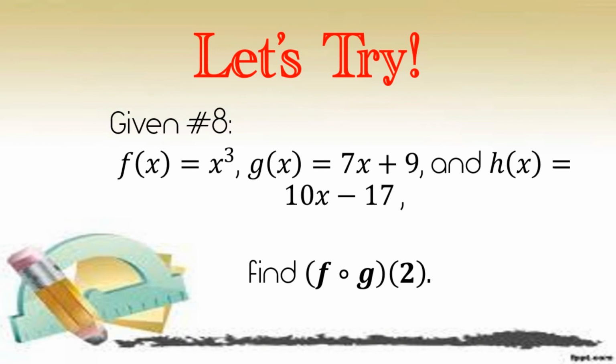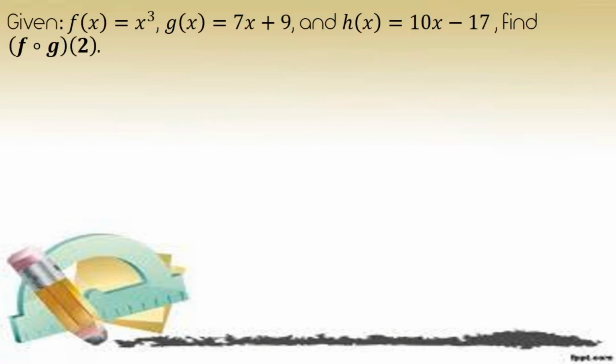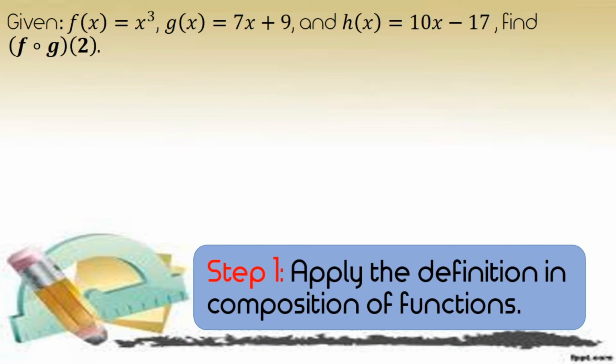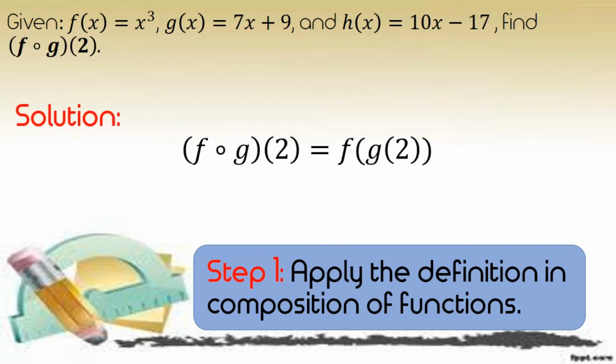Example number 8, we have f of x is equal to x cubed, g of x is equal to 7x plus 9, and h of x is equal to 10x minus 17. This time, we're going to look for f of g of 2. First, we apply the definition in composition of functions. We will be looking for f of g of 2. The domain g of x will have a value of 2 for the variable x.